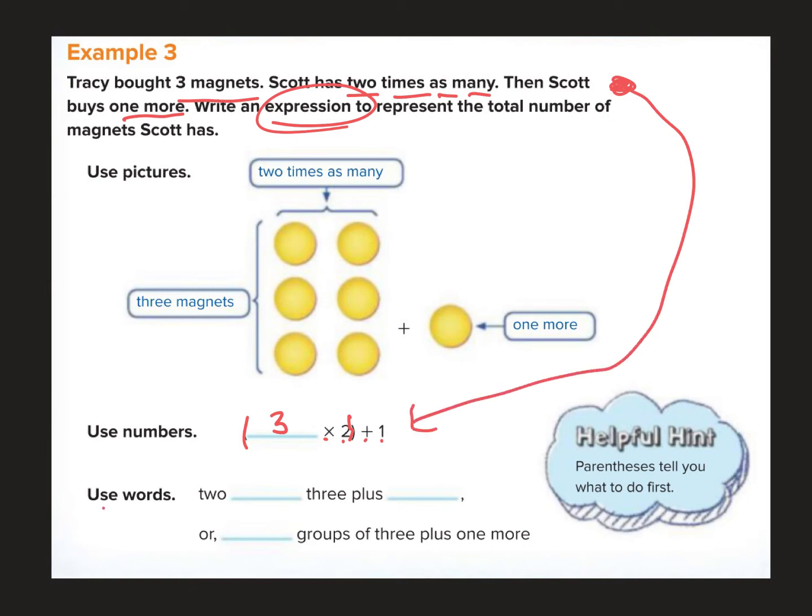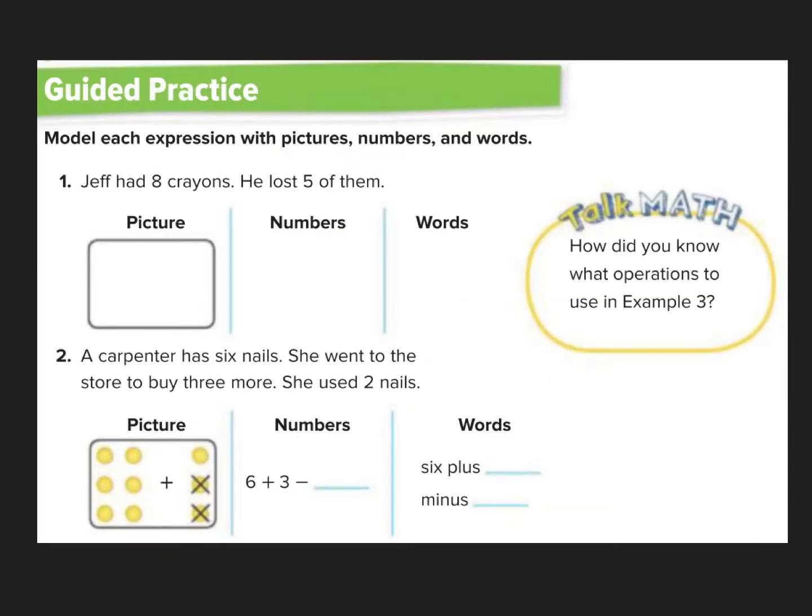Don't need to do anything other than just change it from a word problem into an expression. Okay, let's use words here. 2 times 3 plus 1 is how I could say it. I could say this guy up here. Or I could say 2 groups of 3 plus 1 more. Okay, so that's how I could write it in words.